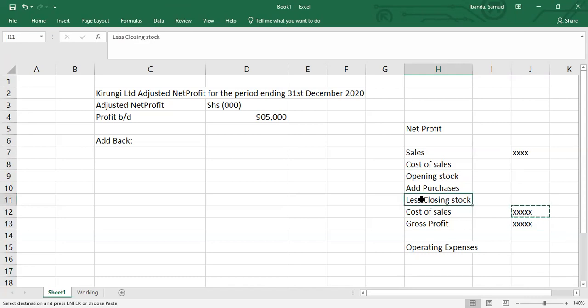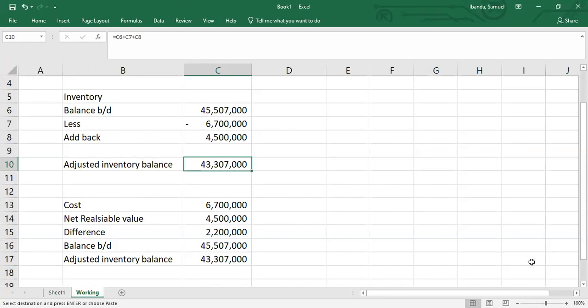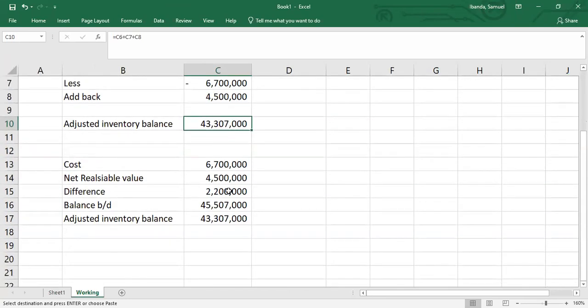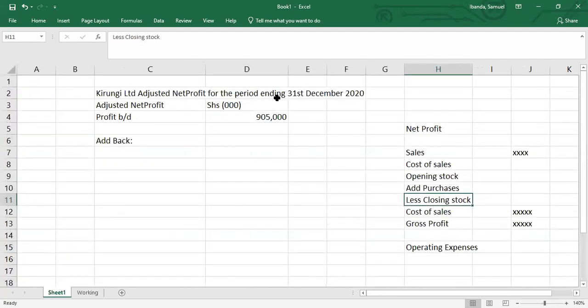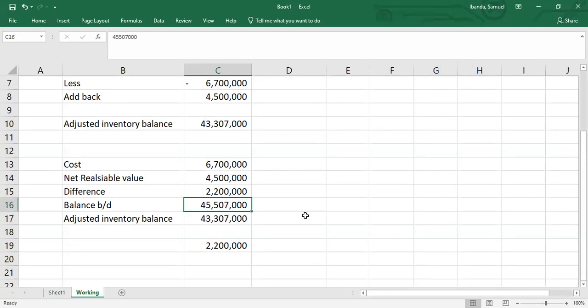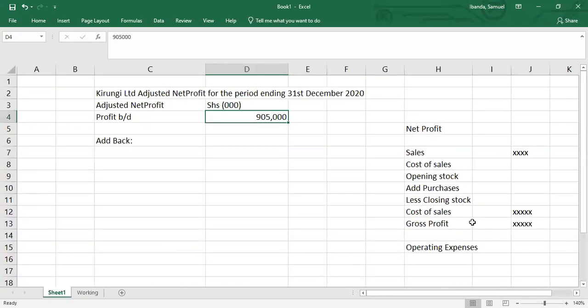So in case your assets lost value along the way, what we are trying to see here is that this is the inventory that we started with, and this is the adjusted inventory. So this inventory, of course, lost value by the 2.2. Now, when we were calculating this 905, we basically used the 545,507. But now we have to adjust.